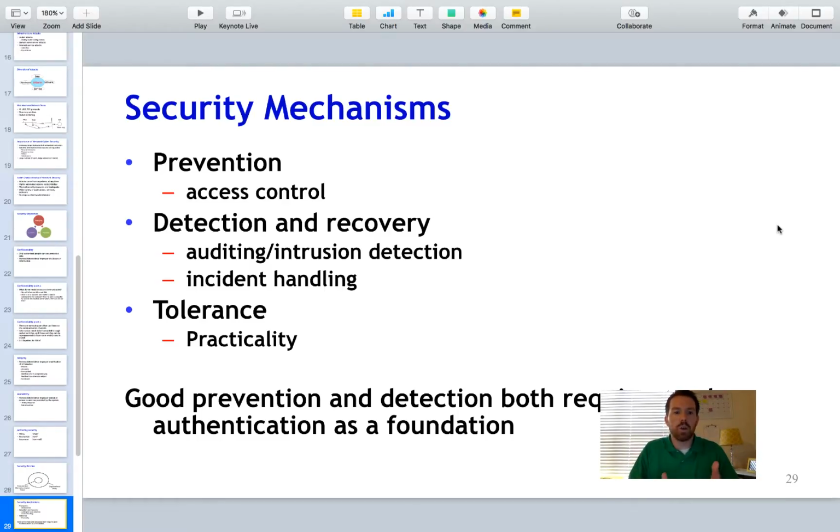Then detection and recovery: auditing, intrusion detection, incident handling. So not only do you have a wall, but you have a gate and you have guards standing there saying, hey, somebody's coming, or, hey, somebody just got in. So you're detecting that somebody's trying to get through your firewall.